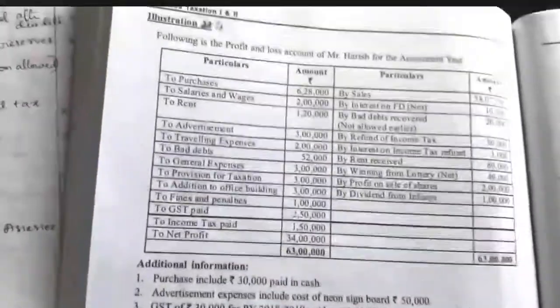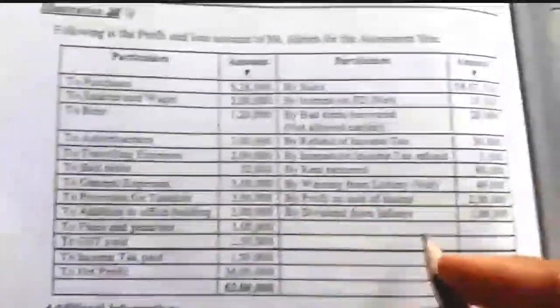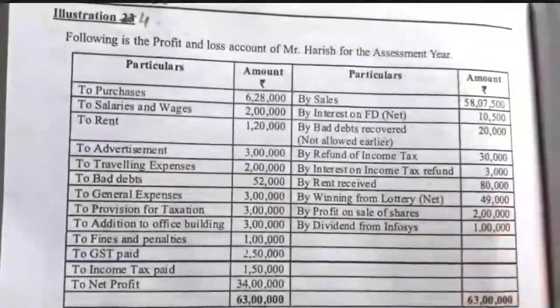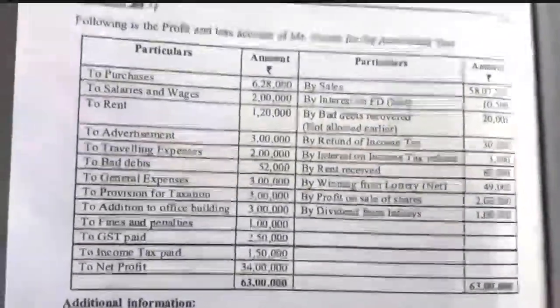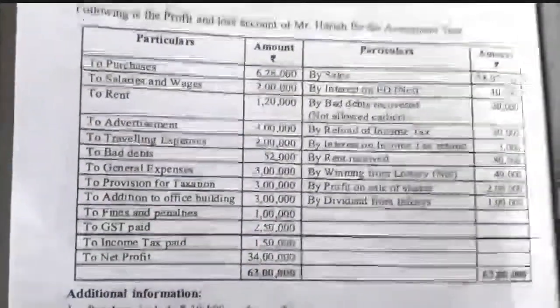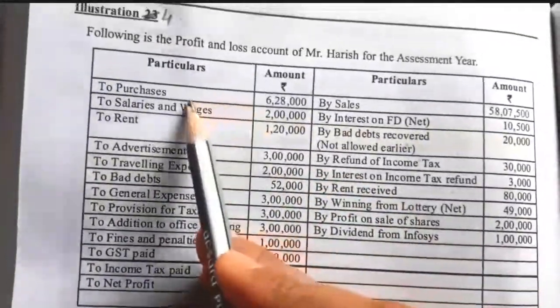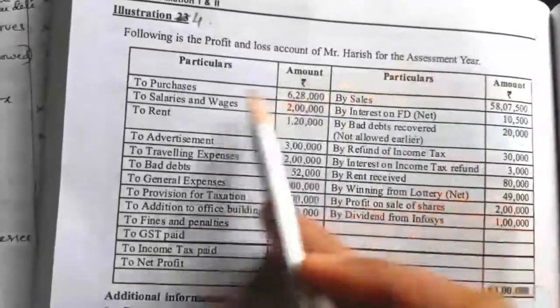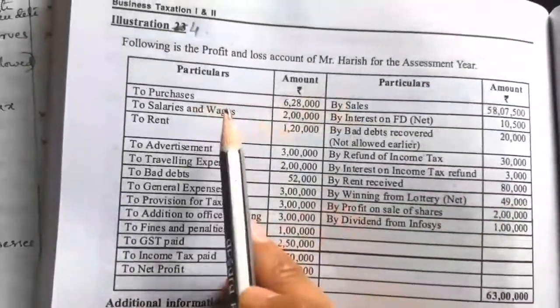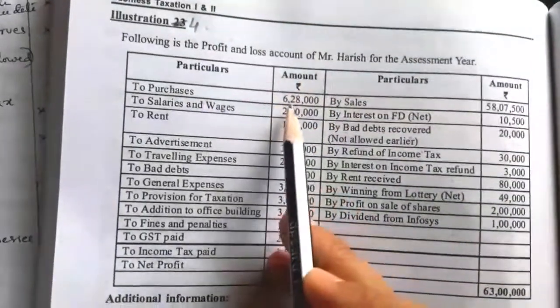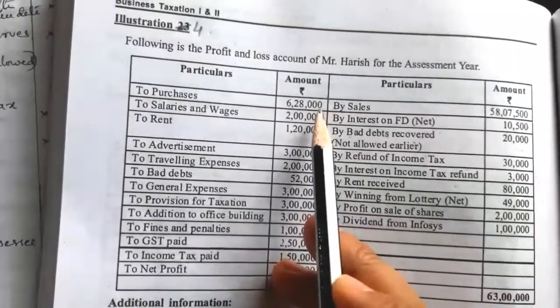See here, on the debit side, they have shown some of the expenses. Now we have to check which are the allowed expenses and which are disallowed expenses. So the first one is purchases. Here Mr. Harish has purchased some of the materials. The value of the purchases is 6,28,000.